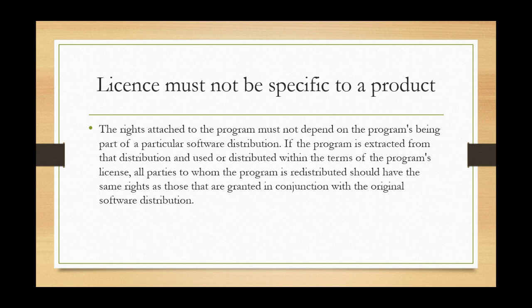All other products or other programs redistributed should have the same rights as those that are granted in conjunction with the original software distribution. So if the first software distribution gives rights 1, 2, 3, 4, 5, then the subsequent programs have those rights too. It is not only for that first product, it applies to all other distributed products.